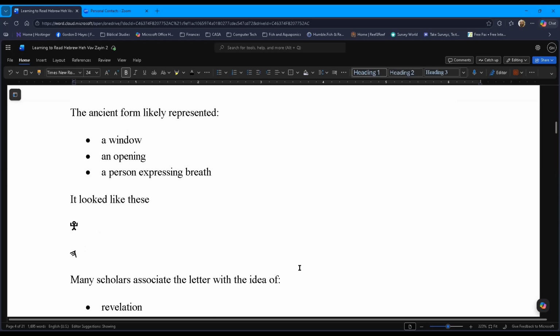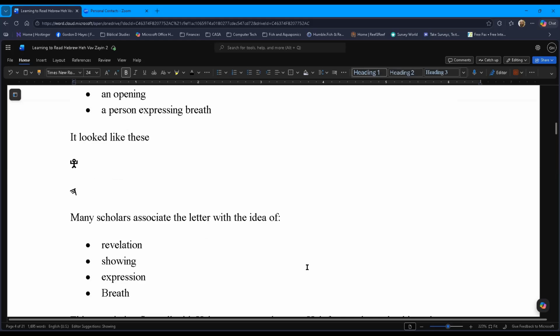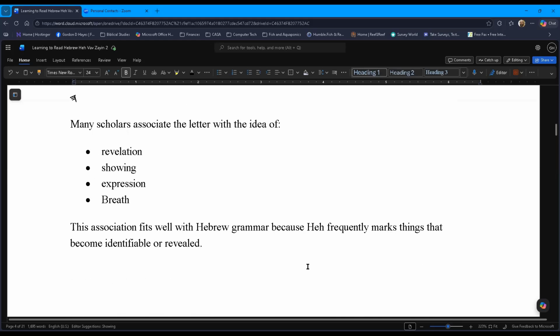Many scholars associate the letter with the idea of revelation, showing, expression, and breath. And this association fits well with Hebrew grammar because Hey frequently marks things that become identifiable or revealed. It's used as the definite article. It changes Torah, being a Torah, an instruction, to HaTorah, the instruction.